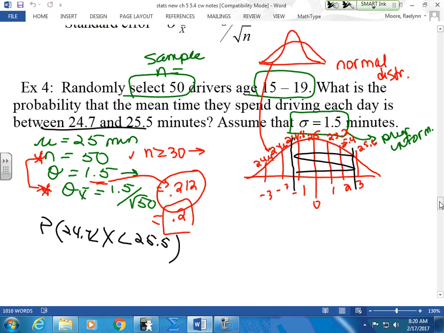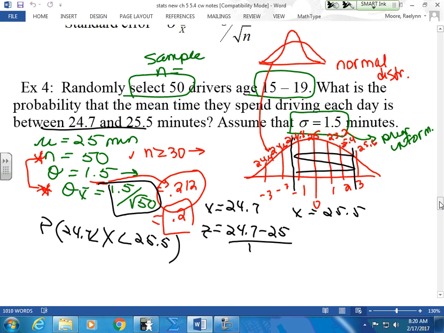Now, how did we do this before? We found the z-scores for your x values. We found the areas. We subtracted the areas. So we're going to do that when x is 24.7 and when x is 25.5. But remember, my z-score says take this, subtract it from the mean, divided by this guy. If you want to put 0.2 in there instead, the rounding's a little bit different, but you can do that. I would prefer this part, let the calculator do the whole thing.